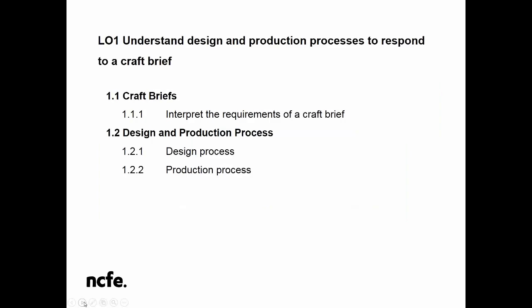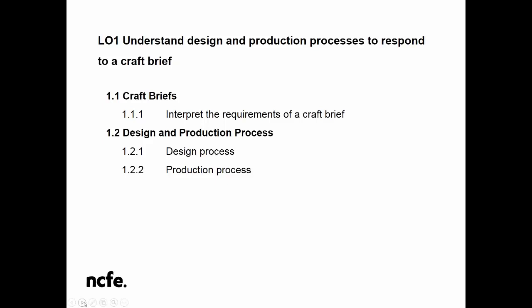Right, okay then. So if we go through to the unit content for Unit 2, we'll start again with LO1. So in this section, learners need to know and understand how to interpret the requirements of a craft brief, and they need to do this by understanding the aims and opportunities, constraints, cost and budget, style or themes, materials and product. So that's what they need to be looking at when they're interpreting a craft brief.